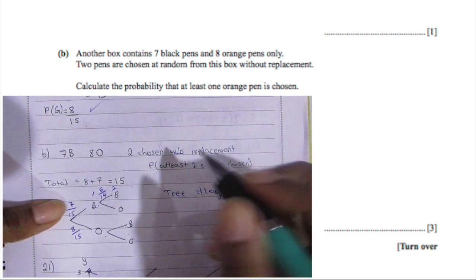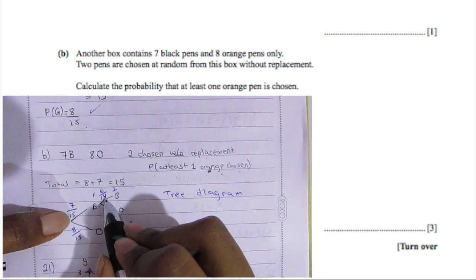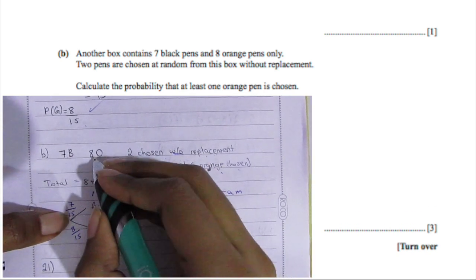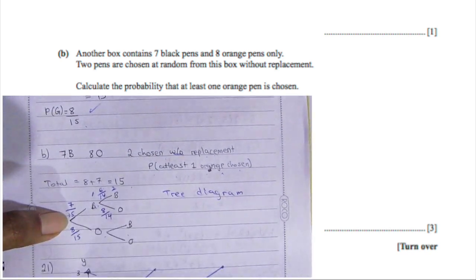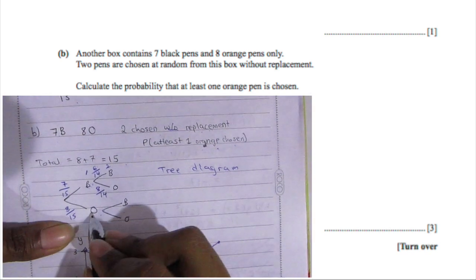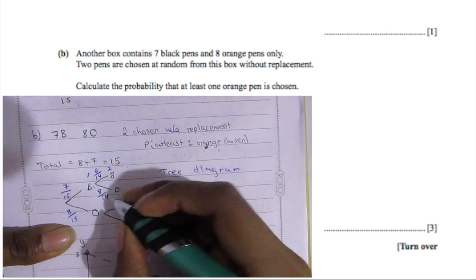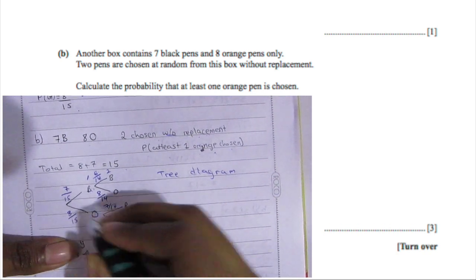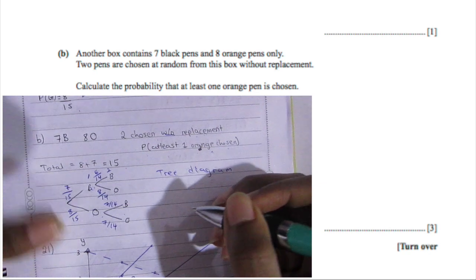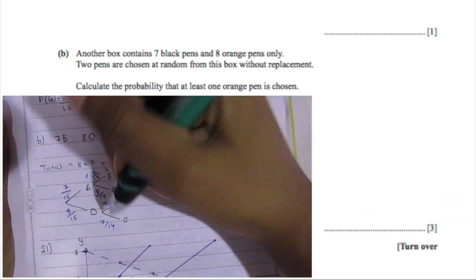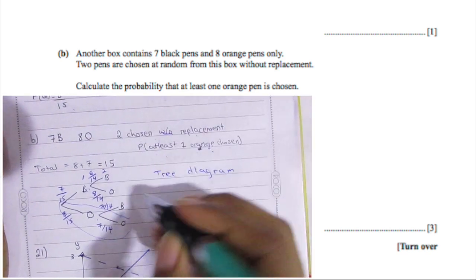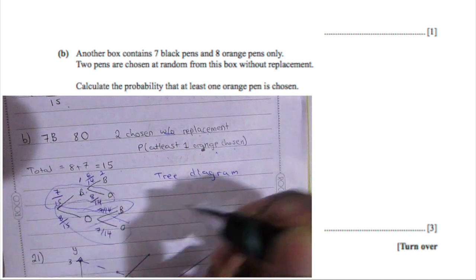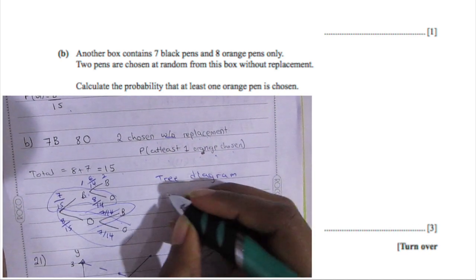So getting a black pen after picking up a black pen in the first will give you 6/14, because first of all there's going to be only 6 black pens left, and the total number of pens is 14 because they said without replacement. And for the orange, it's still going to be 8/14 because we didn't lose any orange pens. Now if we take the orange first, which is 8 out of 15, and then we use the black, it's 7/14 because we didn't take any of the black pens, but there are 14 pens left. And for the orange, it's going to be 8 minus 1, which is 7/14.